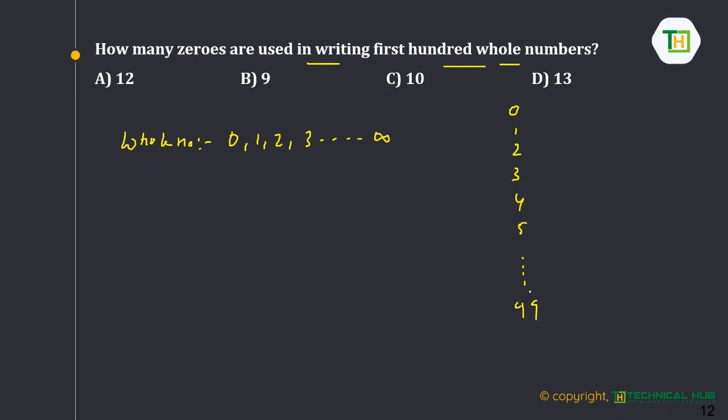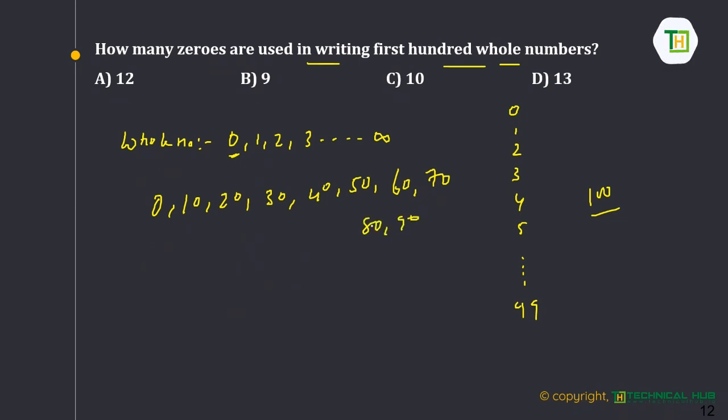They're asking, so don't consider 100, because 100 will not be included, because it is the 101st whole number. Whole numbers are included from 0. That's why don't include the 101st whole number. Then how many zeros are there from 0 to 99? So 0, 10, 20, 30, 40, 50, 60, 70, 80, and 90. So don't include 100. If you include 100, that becomes 101 whole numbers. They're asking first 100 whole numbers only.